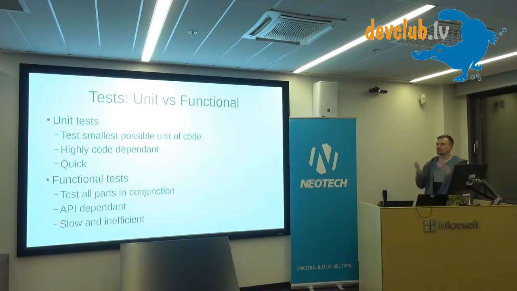So basically there are two. This is like a giant line. On one side there are unit tests, on the other are functional or integration tests, if you might. Maybe testers will kill me because the naming is incorrect, but in any case, unit tests test the smallest possible unit of code. They're super close to the code, so they're super fast, and they're highly code dependent. If code changes, the test breaks immediately. They're super bound to the code.